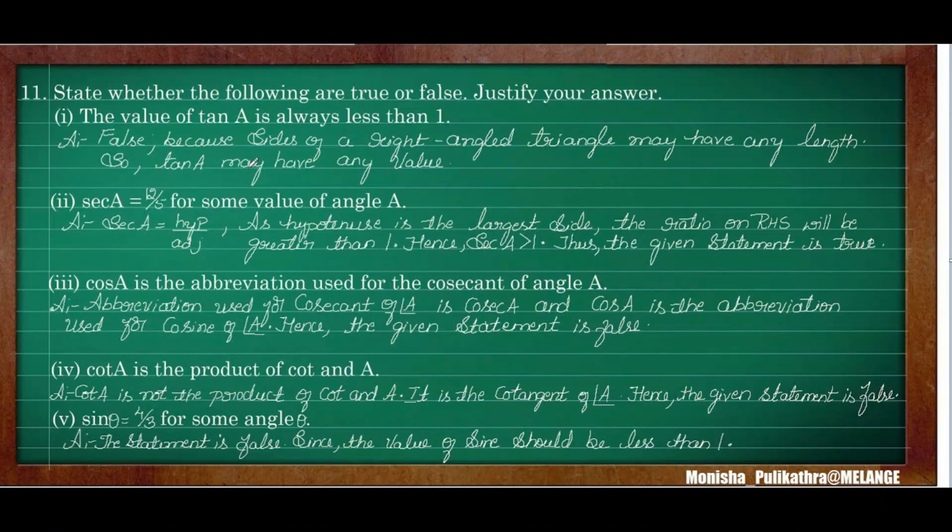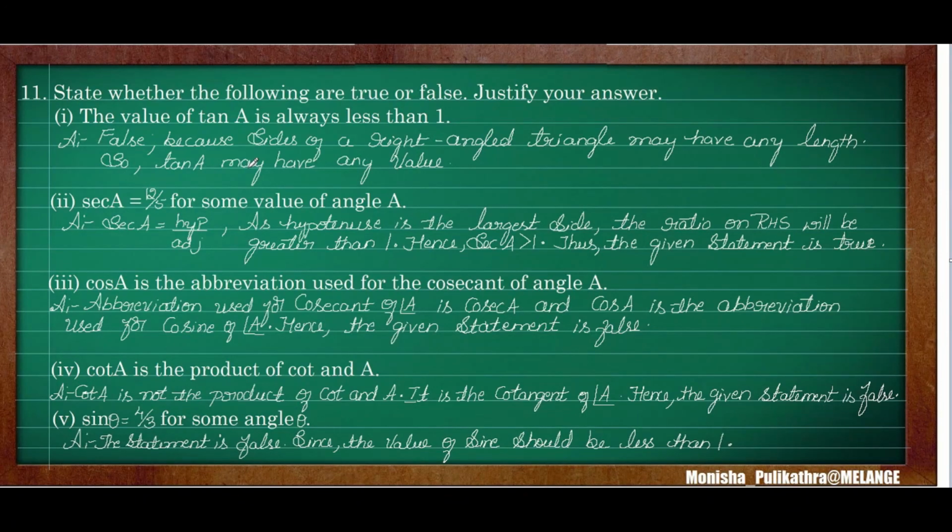Moving on to the last question of this session. It is not a solving section. It is just to say whether the given statement is true or false, and we need to justify the answer also. Okay. So the first question is, the value of tan A is always less than 1.